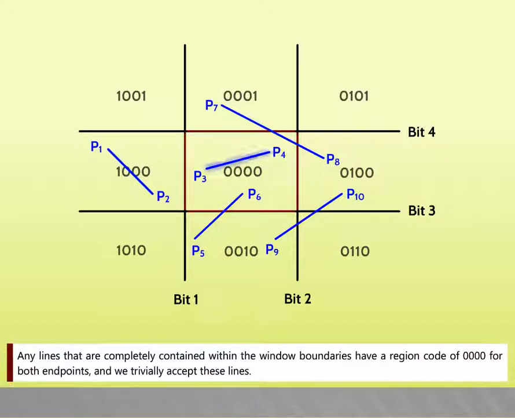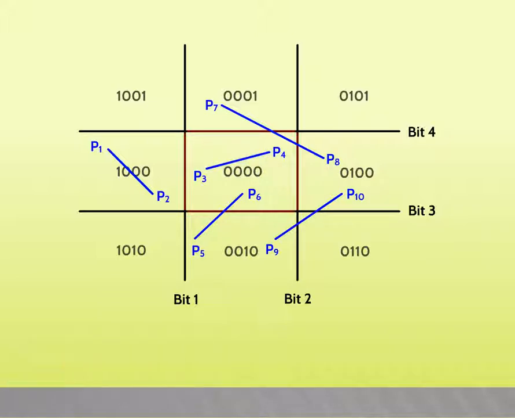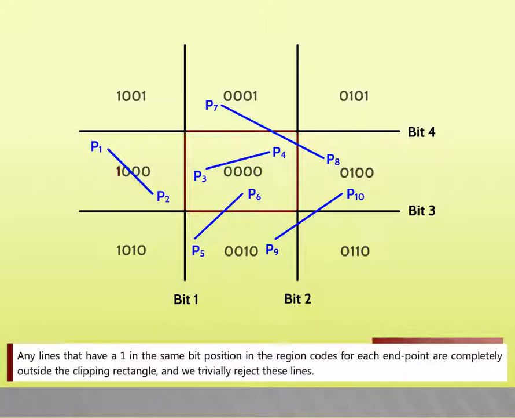Any lines that are completely contained within the window boundaries have a region code of 0000 for both endpoints, and we trivially accept these lines. Any lines that have a 1 in the same bit position in the region codes for each endpoint are completely outside the clipping rectangle, and we trivially reject these lines.